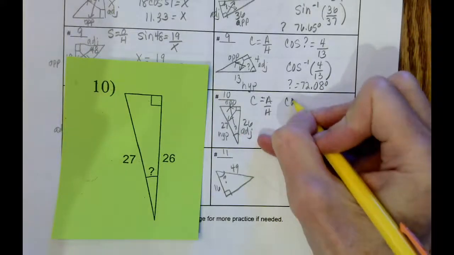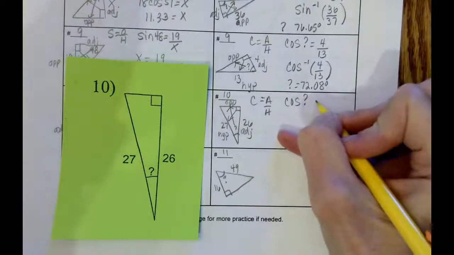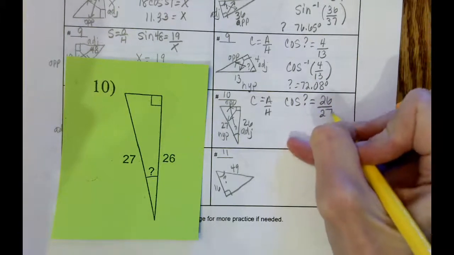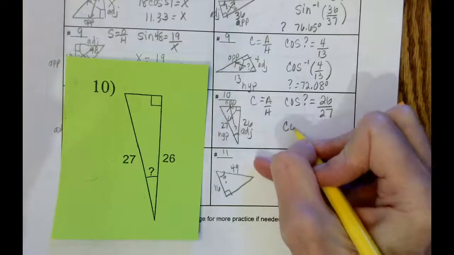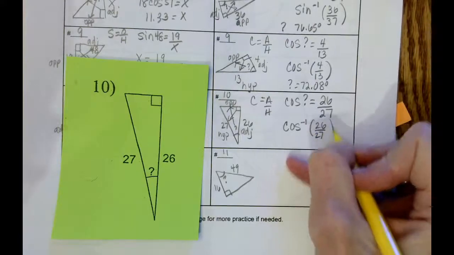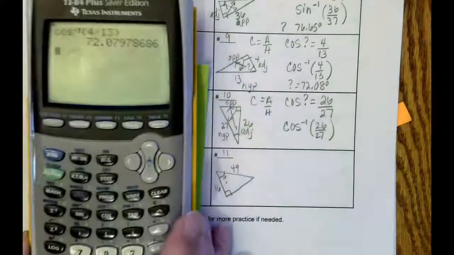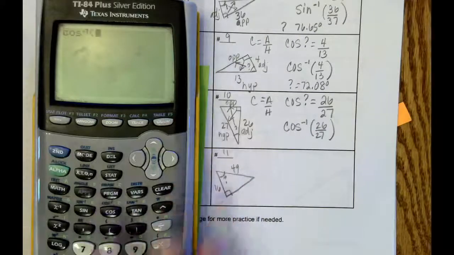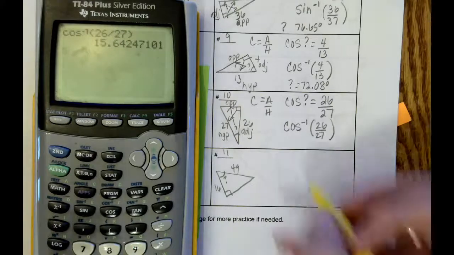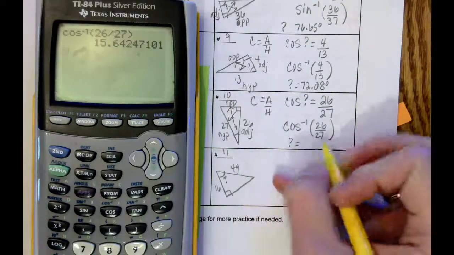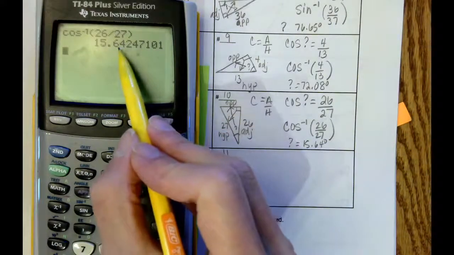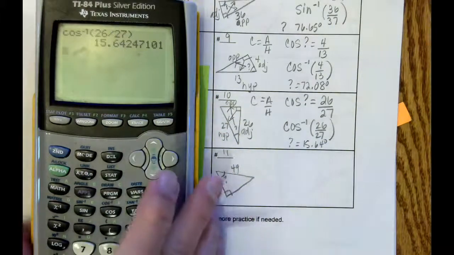So this is going to be the cosine of question mark equals 26 divided by 27. We need to use our inverse function to type this in. And we grab our calculator or Desmos and we type it in. So we get 15.64 degrees. The 2 means that we can keep the 4 because 2 is less than 5.